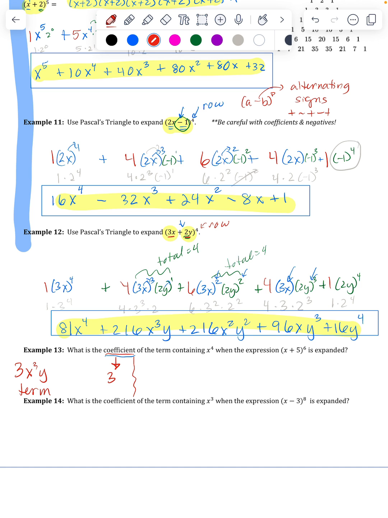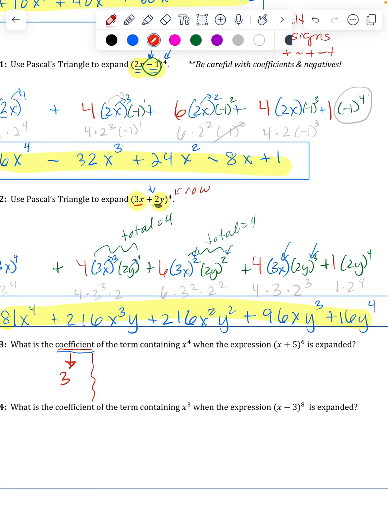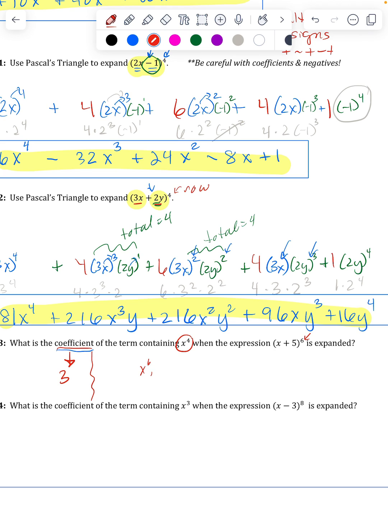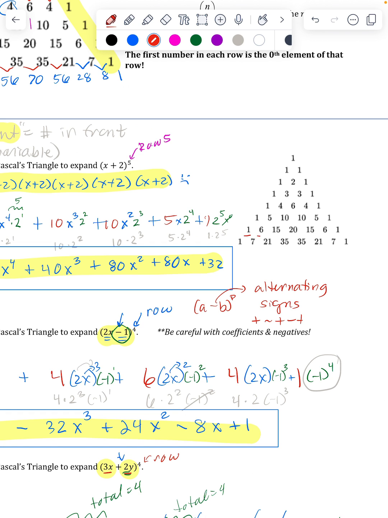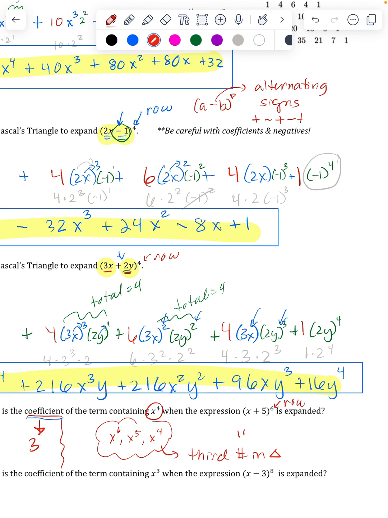So this is asking you, what would be the coefficient of the term containing x to the 4th? So think about it. This is in the 6th row. So you would start with x to the 6, then x to the 5, then x to the 4. So if you think about it that way, you know that you're looking for the third number in the triangle. So if I go to the triangle and I'm in row 6, and I go to the 1, 2, third number in that row, that number is a 15.